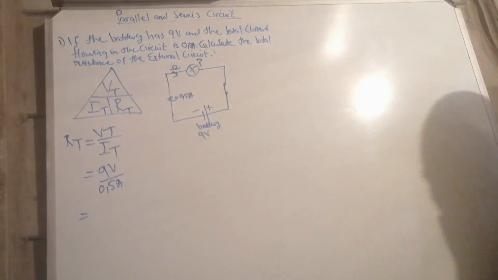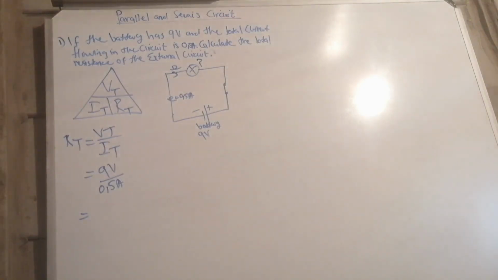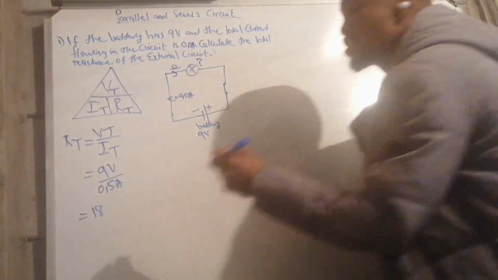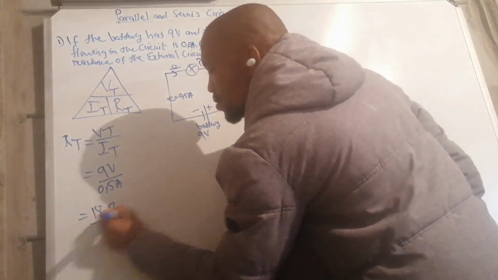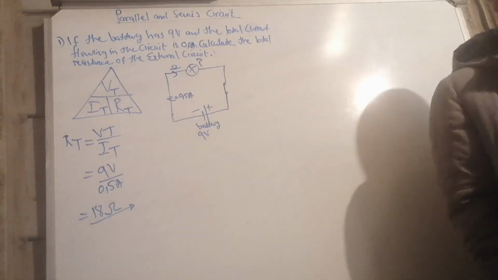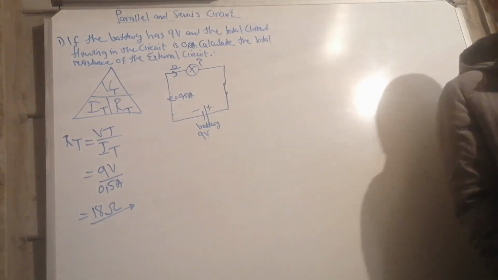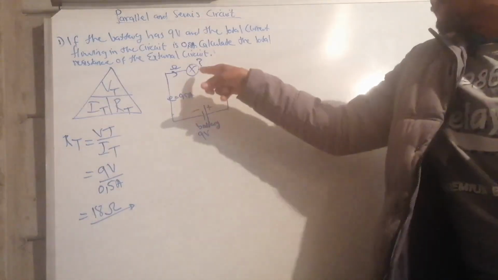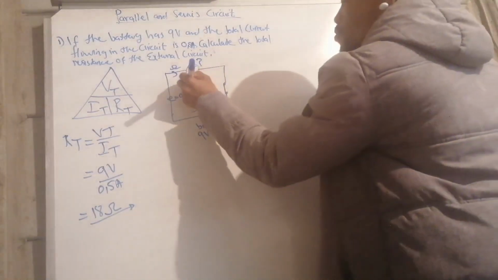So 9 divided by 0.5 is 18. Remember, resistance is measured in ohms. So we get the amount of opposition, the value of this substance opposing the flow of current, which is 18 ohms.